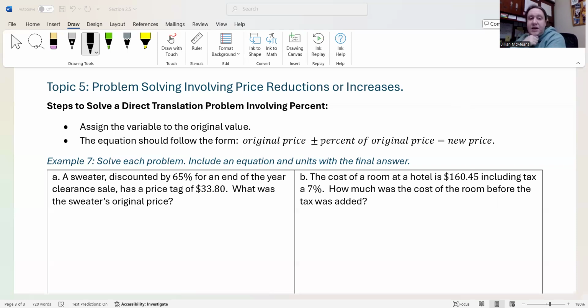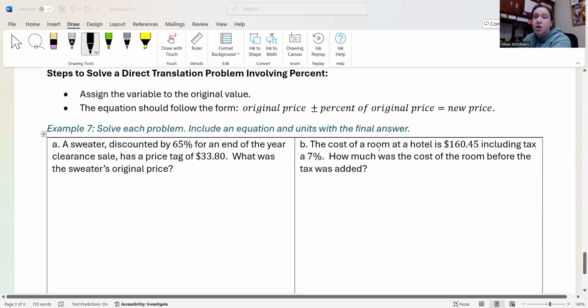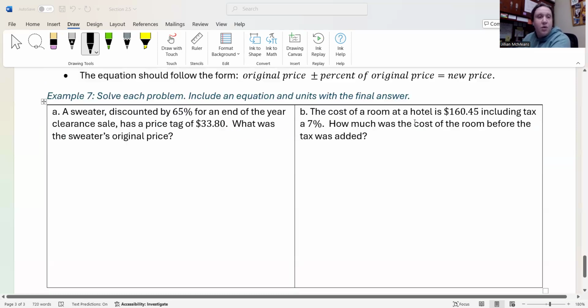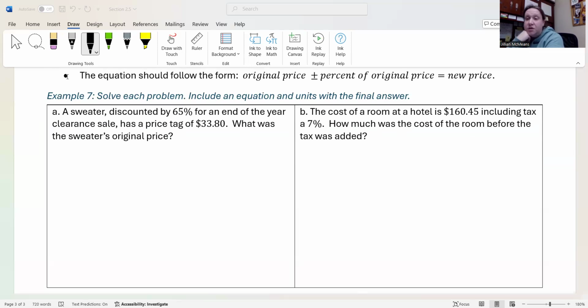Okay, so for example 7, it says solve each problem, include an equation and units with the final answer. You need to understand you're in an algebra class. You have to show us the algebra. That's what we're really grading you on. So part A says: a sweater discounted by 65% for an end of year clearance sale has a price tag of $33.80. What was the sweater's original price?